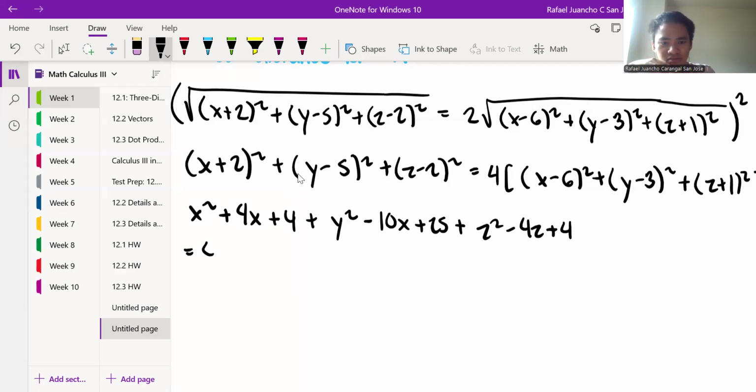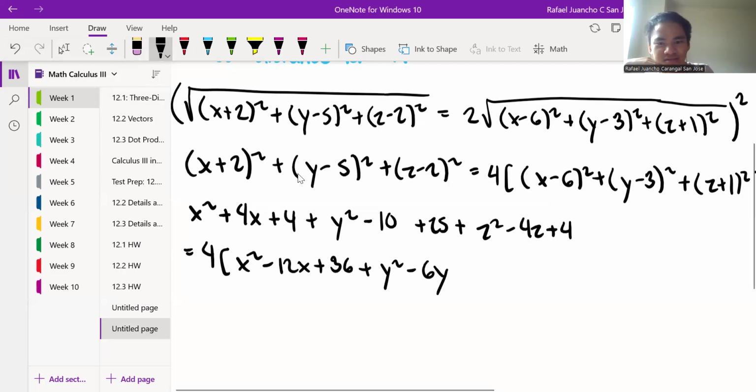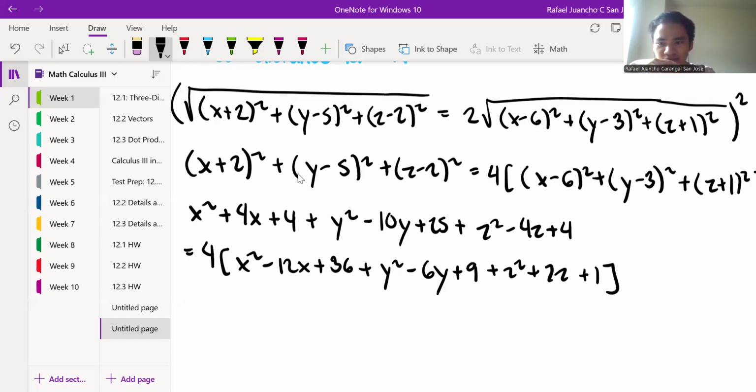And this is equal to 4 times, and then we expand this thing right there. So this is going to be x squared minus 12x plus 36, y squared minus 6y. Oh, I just realized I've been putting x here. This is y, and then that's z. Y squared minus 6y plus 9. Then z squared plus 2z plus 1, right?